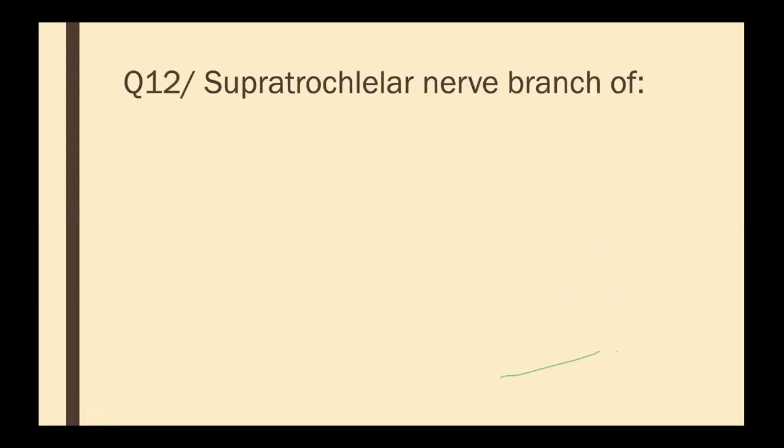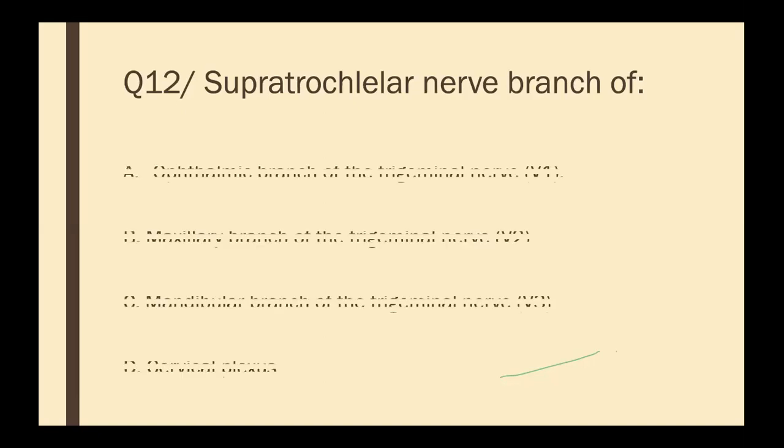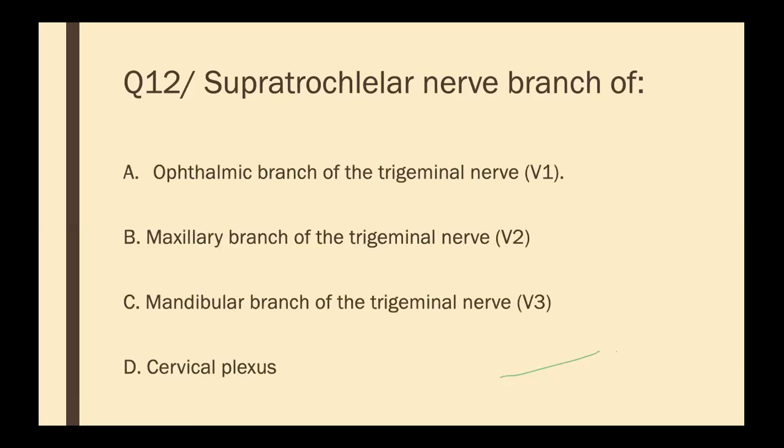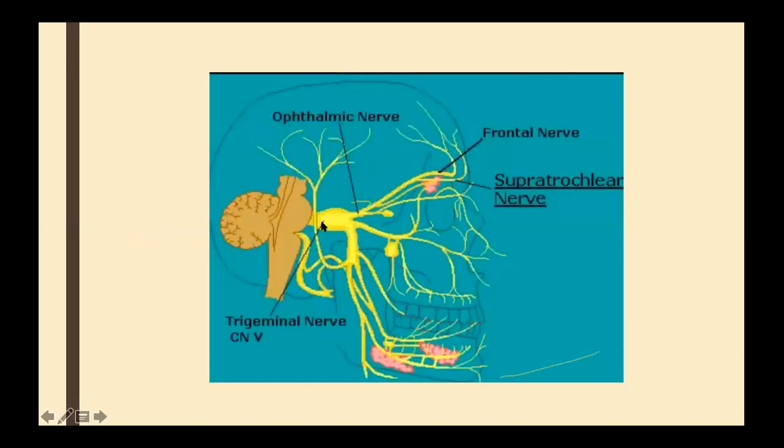Okay, let's go to question 12. Supratrochlear nerve branches. What do you think? Ophthalmic branch of trigeminal V1, maxillary branch of trigeminal V2, mandibular branch of trigeminal V3, cervical plexus. Well, you know your anatomy very well. Okay, that's correct. Ophthalmic branch of trigeminal. So that's the trigeminal nerve, giving lots of branches. One of the main branches is the ophthalmic nerve, giving the supratrochlear nerve as a first branch. Okay.